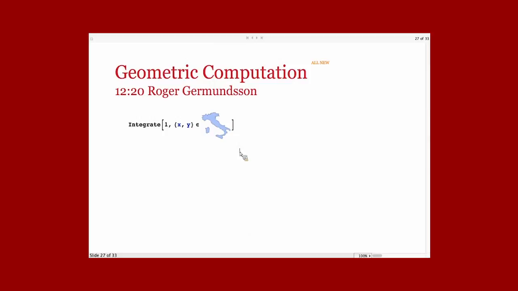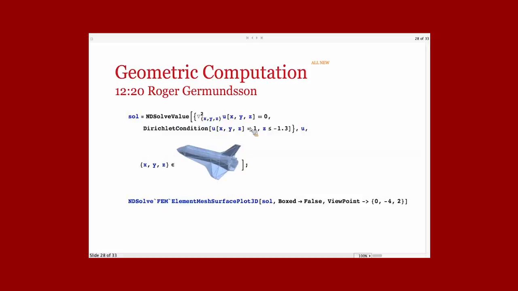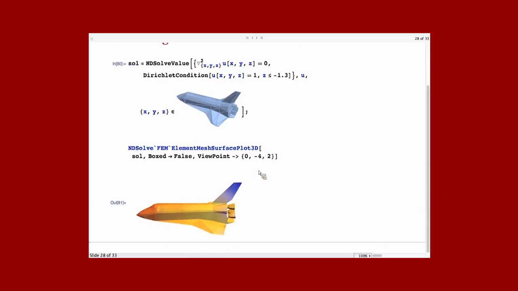But even more exciting is you can now compute over geometric regions. So for example, if I were to integrate 1 over x, y contained in the Italy region, I get the area of that region. And that functionality is extended even further to a complete finite element modeling package, which is all neatly hidden behind NDSolve. So to solve Laplace's equation over the surface of the space shuttle, you simply specify that x, y, and z are elements of that region, and you get this result.